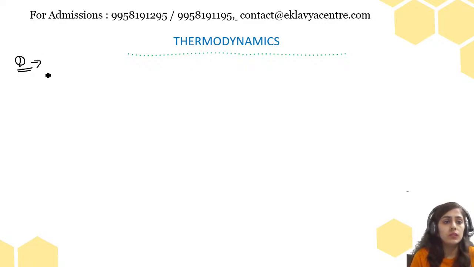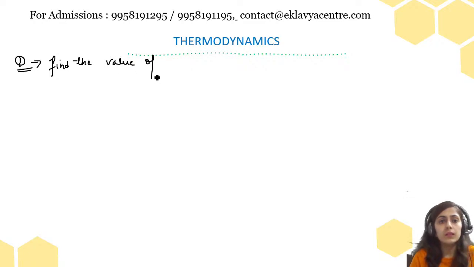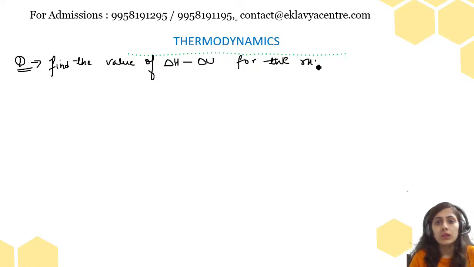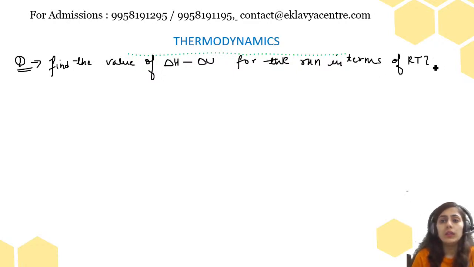This question: find the value of delta H minus delta U for the reaction. Yes, and in terms of RT, we have to find out the value of delta H minus delta U in terms of RT only, right?